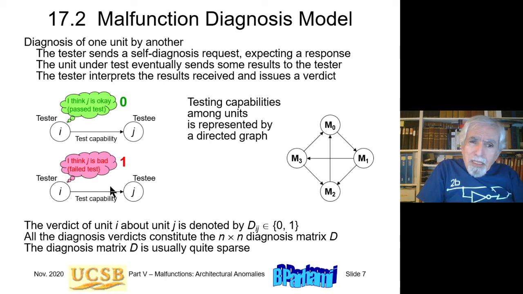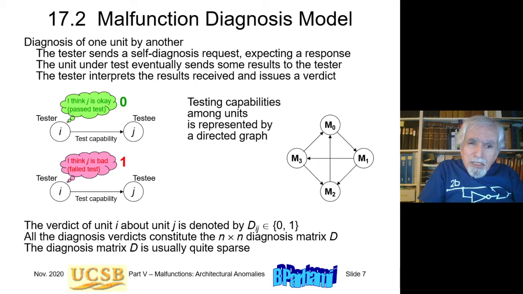Or unit I may think that unit J is not okay. Again, it may be erroneous in this judgment, but we have to work with these imperfect results. So unit I testing J has an outcome 0, meaning I thinks J is okay, or outcome 1, meaning I thinks that J is not okay.